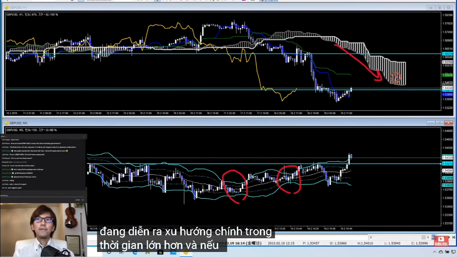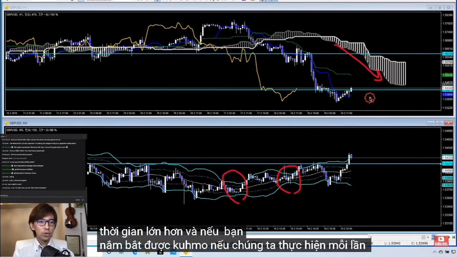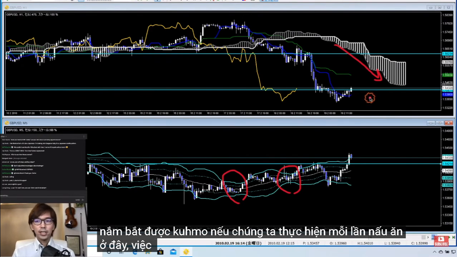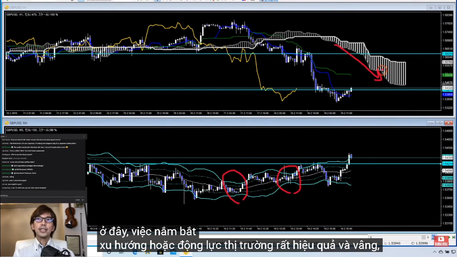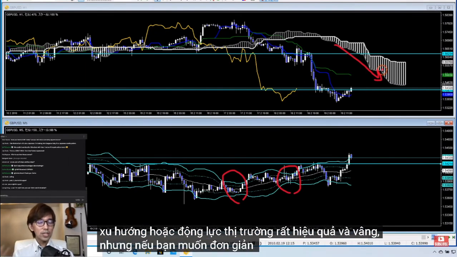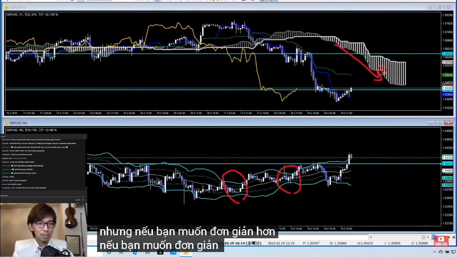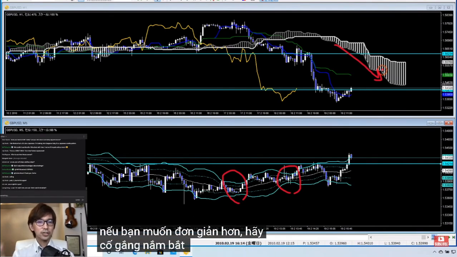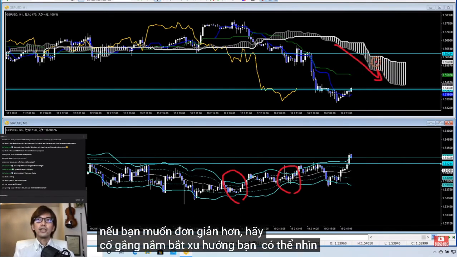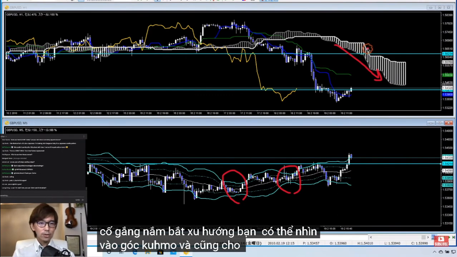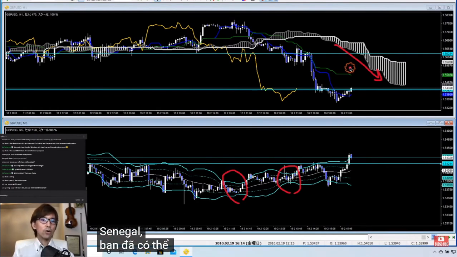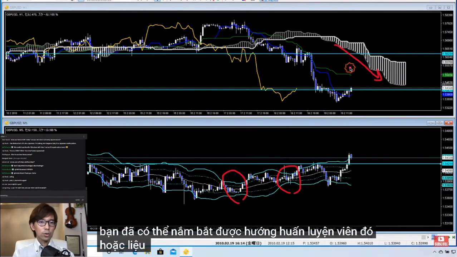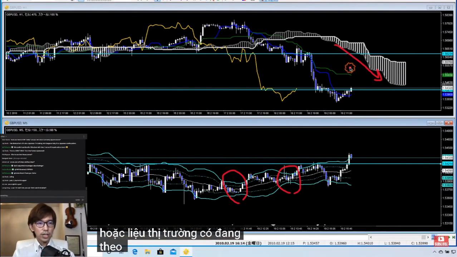And if you take Kumo, if you take Ichimoku Kinko Hyo, it's very powerful to capture the trend or the market momentum. But if you want to be more simple to take trades and capture the trend, you can look at the Kumo angle and also the Kijun Sen angle too. By looking at the Kumo angle and Kijun Sen angle, you can already capture the trend direction, or whether the market is on the trend or not, simply.